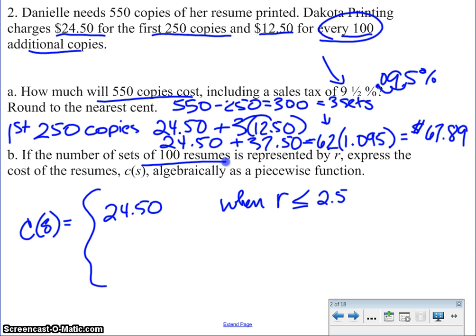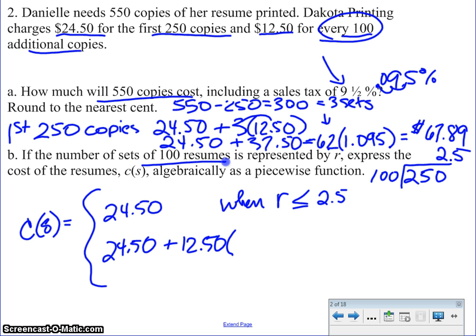And how did I get 2.5? There are 250 resumes for that $24.50. Each set is 100. Remember, we have to compare apples to apples, which means they all have to be in sets. There are 2.5 sets in 250. The second line is $24.50 plus $12.50 for every set over 2.5. Remember, whatever is here is also going to be here. And it's when R is greater than 2.5.